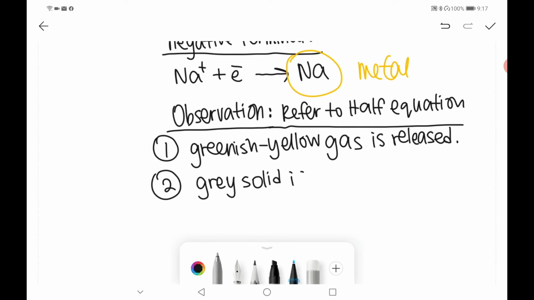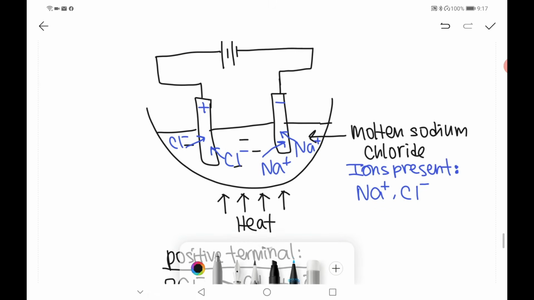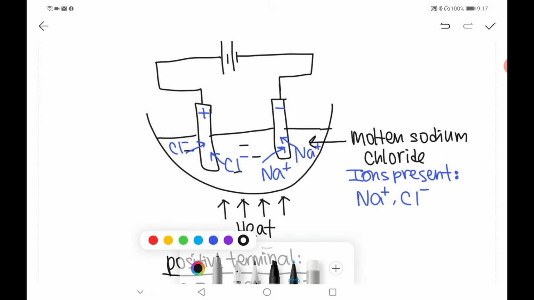If we form a solid, better you use the word deposited. If your product is solid, better you use the word deposited. Deposited means sticking. So you will see some gray solid stick to here. This gray solid is sodium. So use the word deposited.